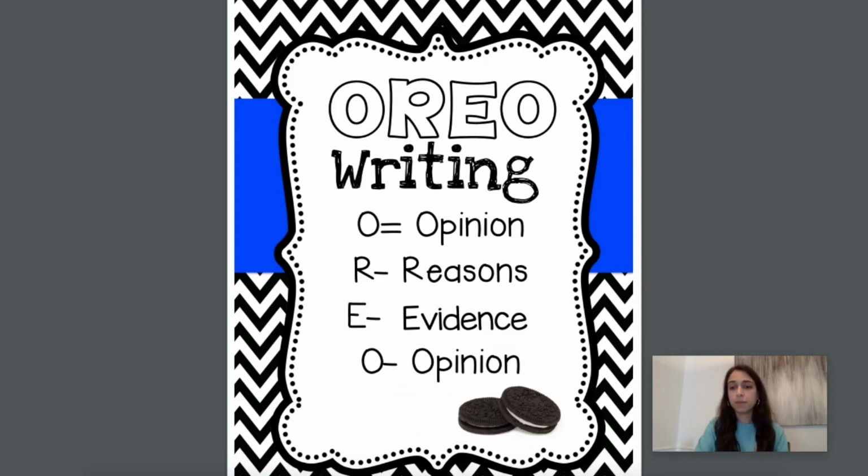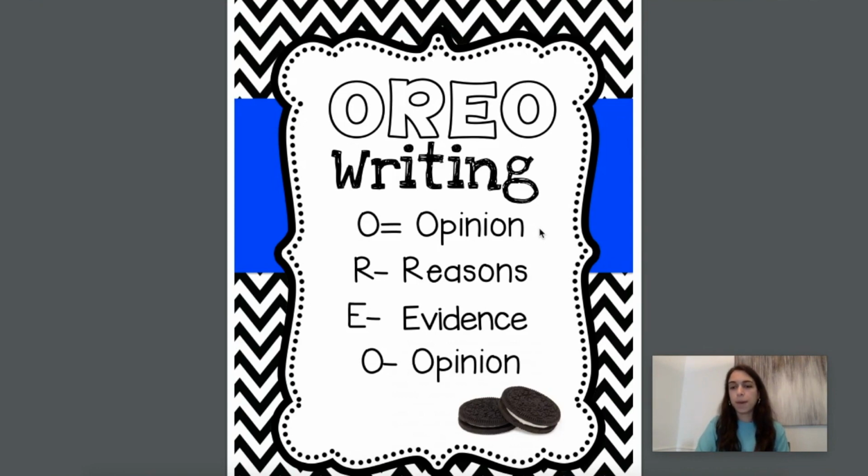To think about the different parts of opinion writing, I want you to think about an Oreo. And in this case, we're using Oreo as an acronym. That means each letter stands for a part of our writing. So the first letter O stands for opinion. We need to start by telling the reader what our opinion is.